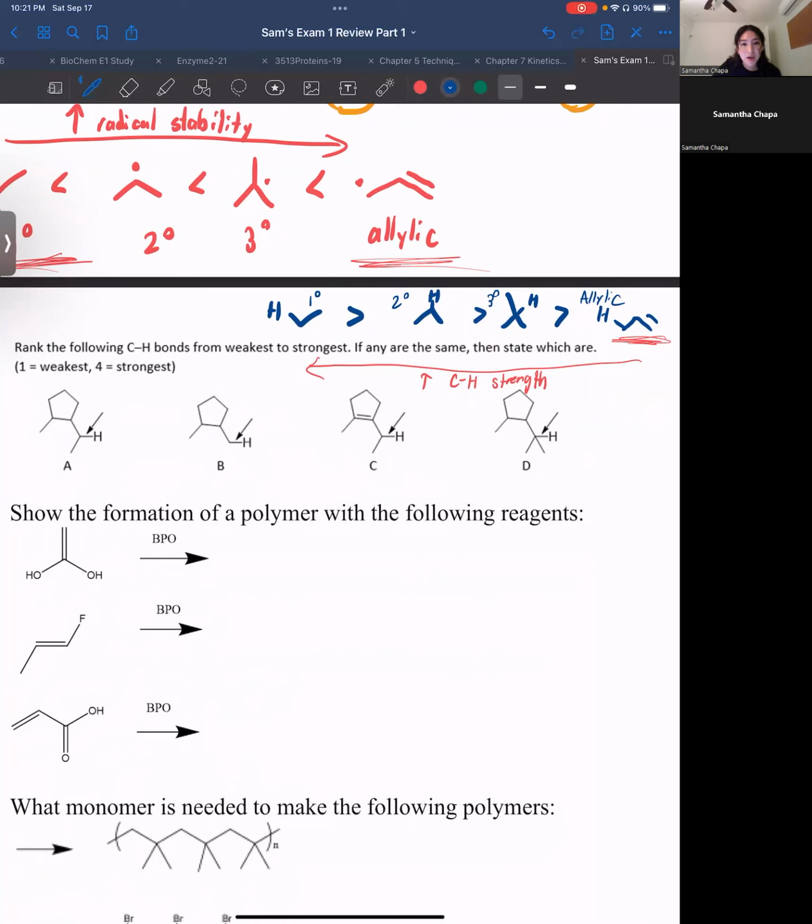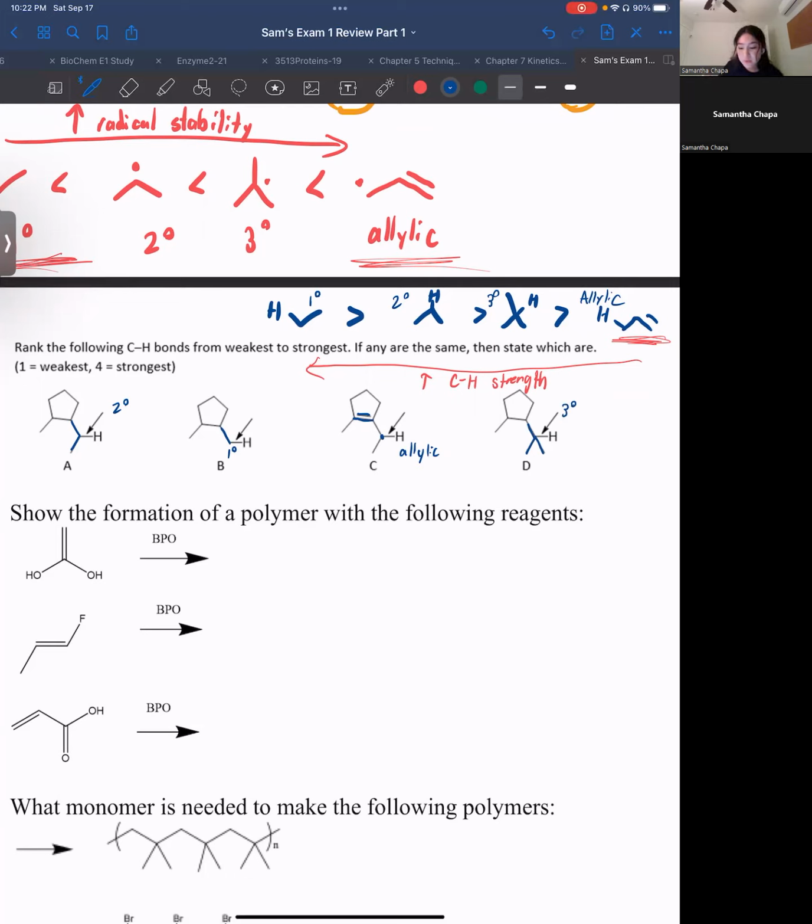Start labeling primary, secondary, tertiary, allylic carbon-hydrogen bonds. So this one has two R groups around this carbon. This is secondary. This one has one R group, primary. This one looks like it's secondary, right? But it's actually one carbon away from the double bond. So this is allylic. There you go. And this carbon has 1, 2, 3 bonds around it, so it's tertiary.